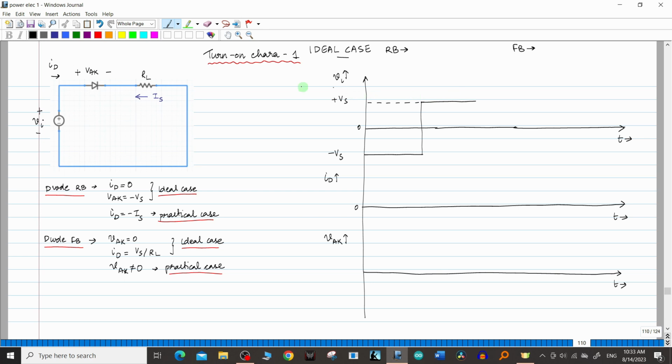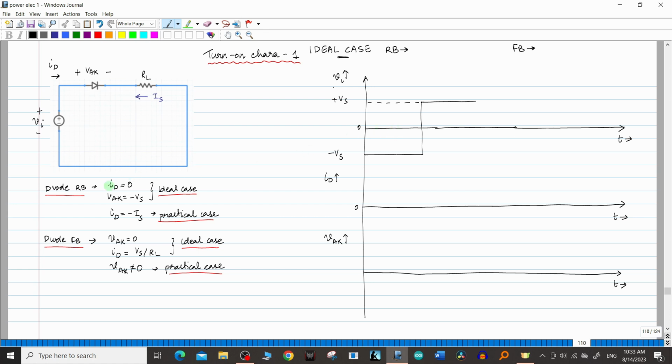So in today's class we are actually going to draw the turn on characteristics of the power diode. The idea I have in giving this lecture is that we will start with the ideal case of diode and slowly we will introduce non-linearities in the power diode and we will add on to this graph so that in the final graph you will actually understand what is the turn on characteristics.